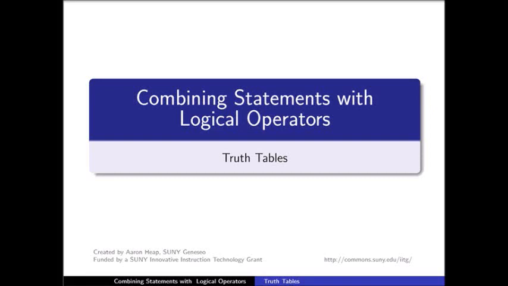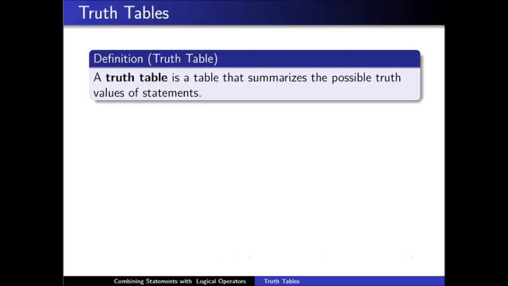Welcome to this screencast where we will discuss compound statements and their truth values and keeping track of them using truth tables. In a previous screencast we learned that we can combine statements using logical operators to create compound statements. Ultimately we want to determine whether a compound statement is true or false based on whether or not the statements within that compound statement are true or false. One way of doing this is keeping track of the truth values using what we call a truth table.